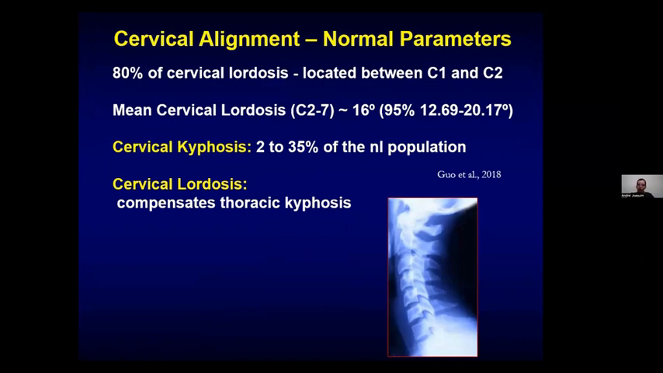What do we know? We know that the normal cervical spine has a little lordosis between C2 and C7, but most of the lordosis is in the upper cervical spine. The mean cervical lordosis is about 16 degrees, but some patients have even kyphosis. Asymptomatic patients may present with some degree of cervical kyphosis. So the presence of kyphosis itself is not a disease.